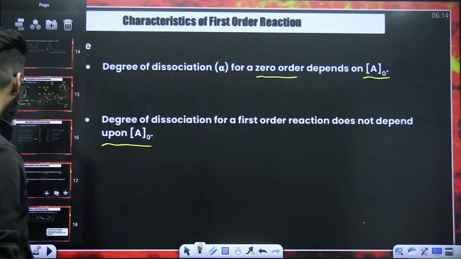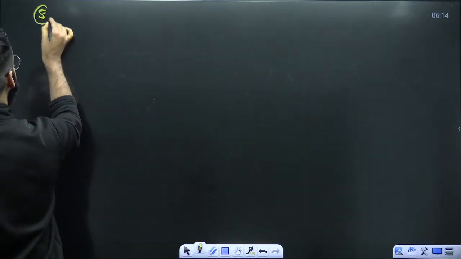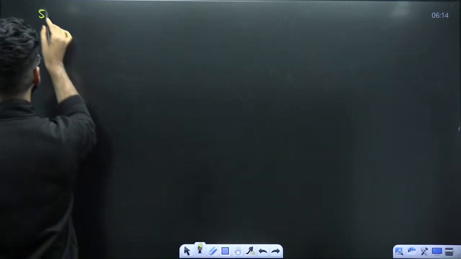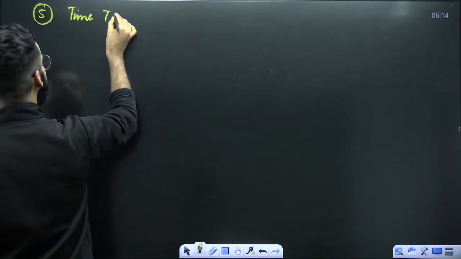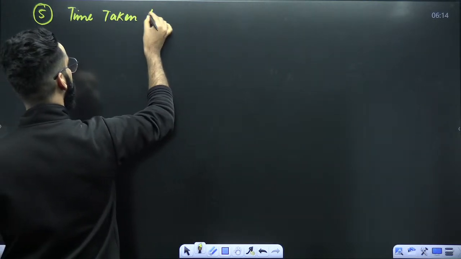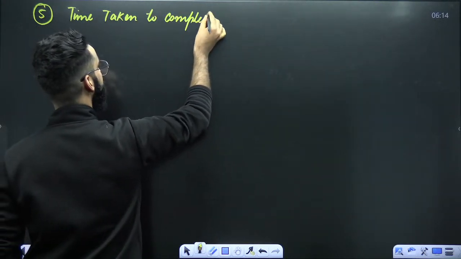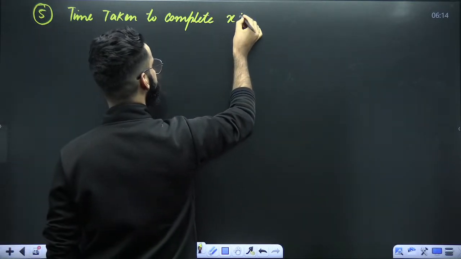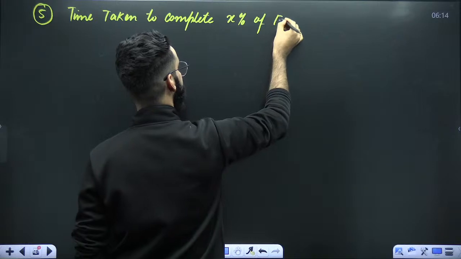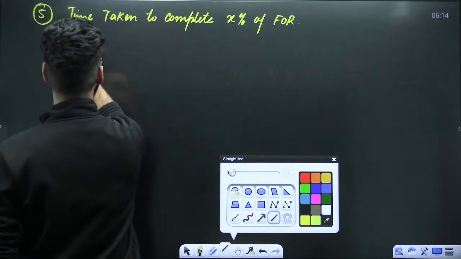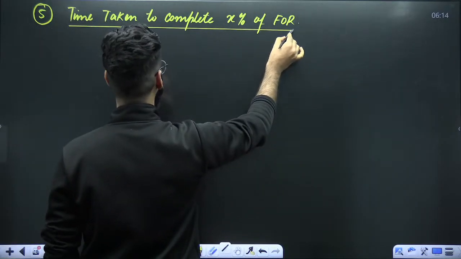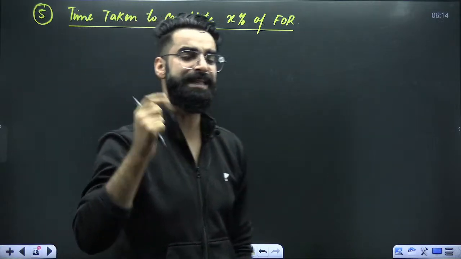So till now we are done with the 4 characteristic features of the first order reaction. The 5th characteristic feature, which I'm writing on my own, is basically the time taken to complete X% of a first order reaction. The time taken to complete X% of the first order reaction. How much time does it take to complete a certain percentage of a first order reaction?